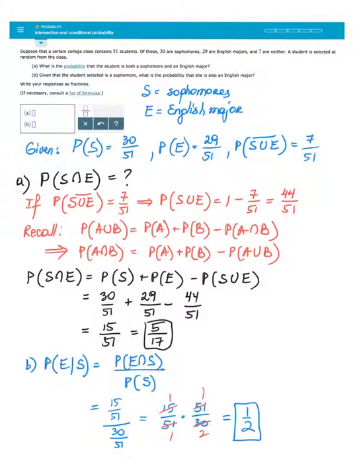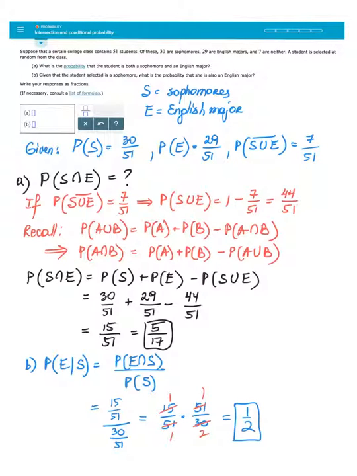First of all, let's identify what we know. I will use letter S to represent sophomores and letter E to represent students who are majoring in English. We know that probability of sophomores must be 30 out of 51 because there are 30 sophomores out of all 51 students. Probability of getting a student who is majoring in English is 29 out of 51 because there are 29 English majors out of 51 students. Finally, probability of getting neither sophomore nor English major, that's what this bar tells me, is 7 out of 51.